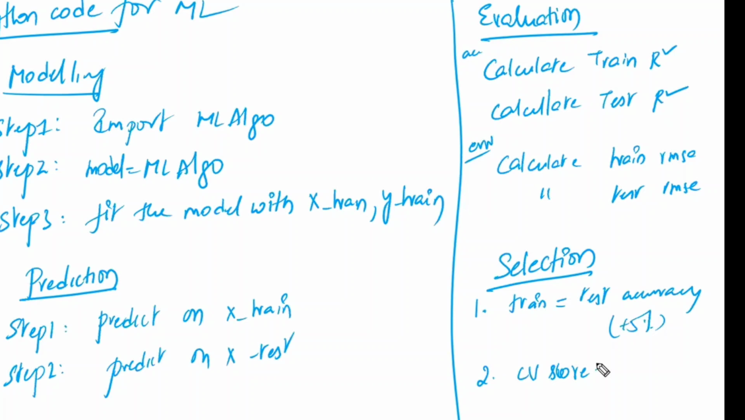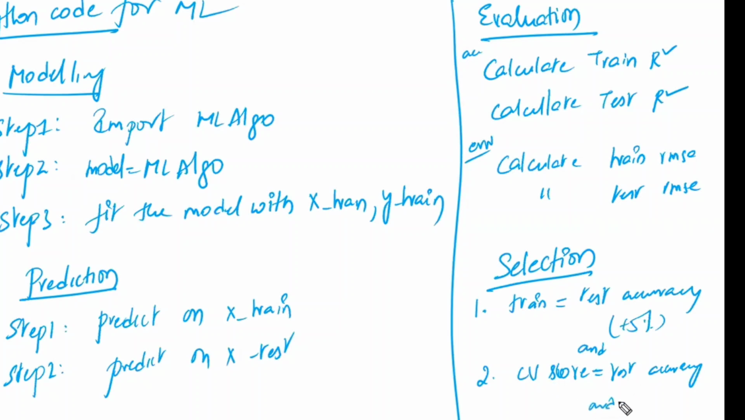So selection is based on the cross validation score. Whether the cross validation score is equal to test accuracy or not, this is the check. If these two conditions are satisfied, only then is that model a good model. If one condition is good and one condition fails, it is called a bad model. These two conditions it has to satisfy.